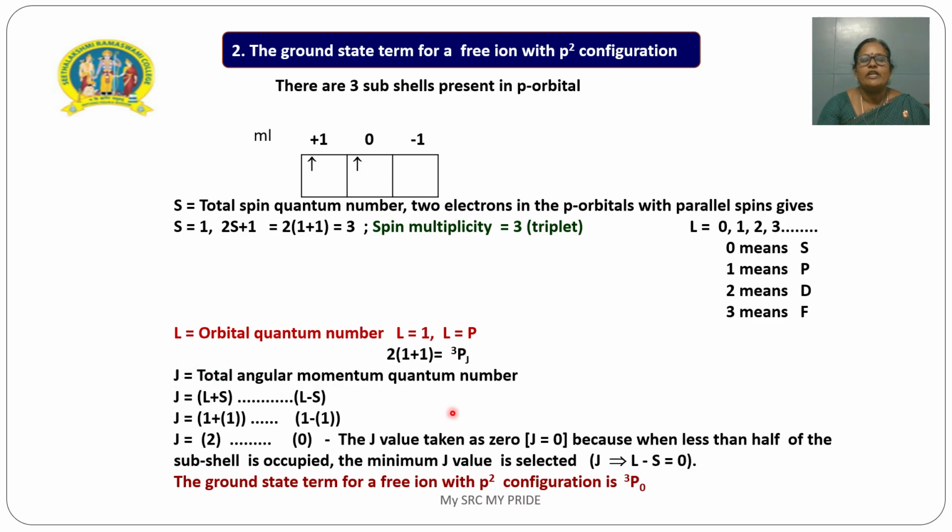J is the total angular momentum quantum number. J can have values L+S up to L-S. Here the L value is 1 and the spin value is 1. 1 plus 1 equals 2. L value 1 minus S value 1: 1 minus 1 equals 0. The J value is taken as 0 because when less than half of the subshell is occupied, the minimum J value is selected. Therefore, J equals L-S, which is 0. The ground state term for a free ion with p2 configuration is 3P0.